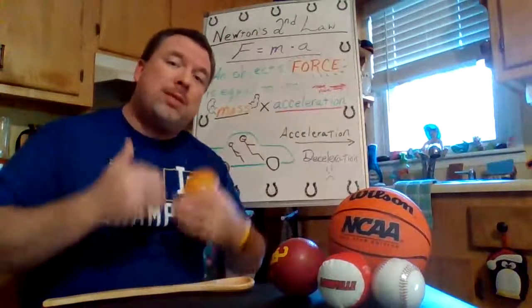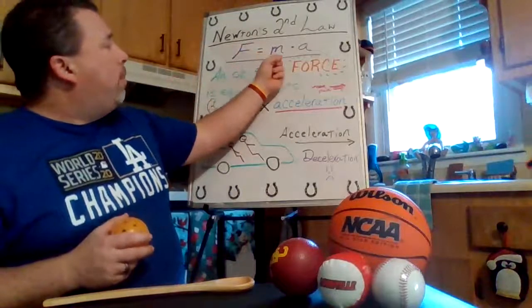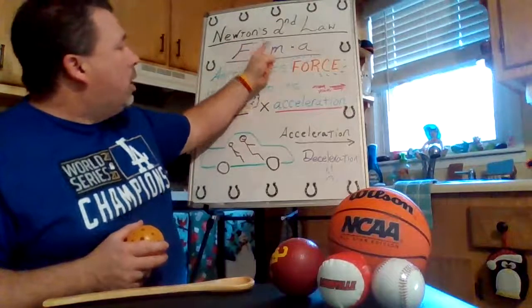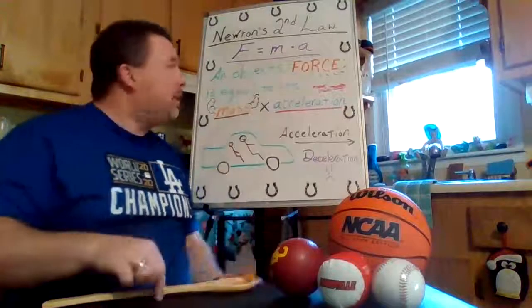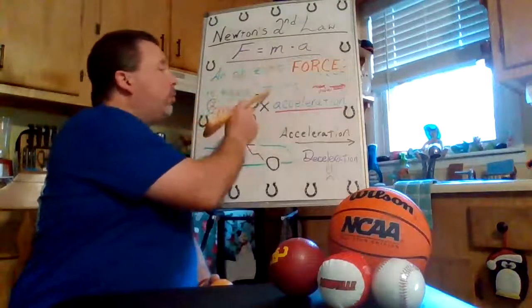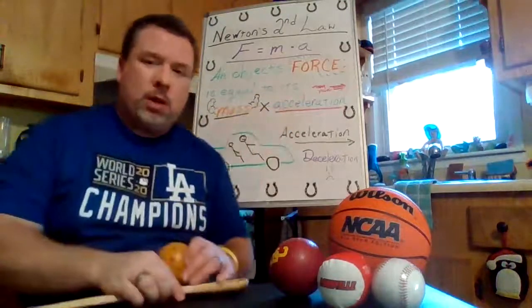And that's what Newton's second law is all about. F equals m times a. Your force is equal to the mass multiplied by the acceleration. Let's say it one more time. An object's force is equal to its mass times acceleration.